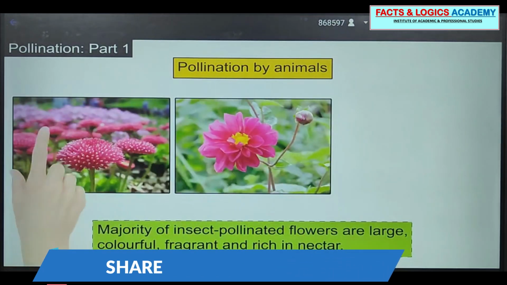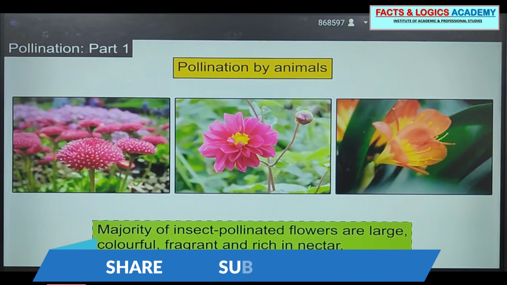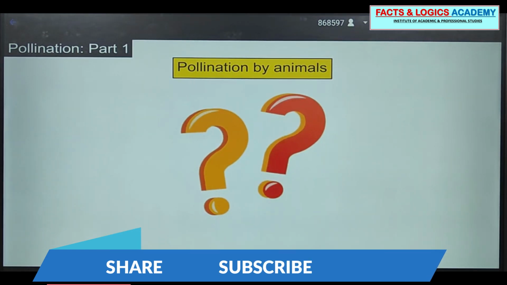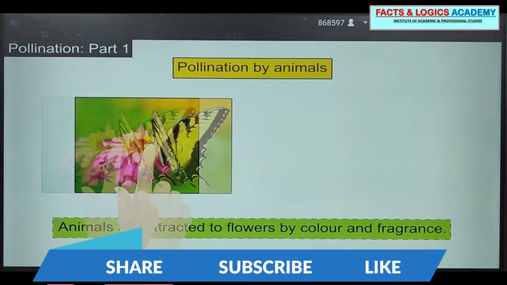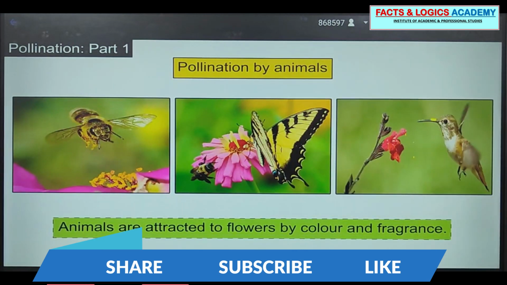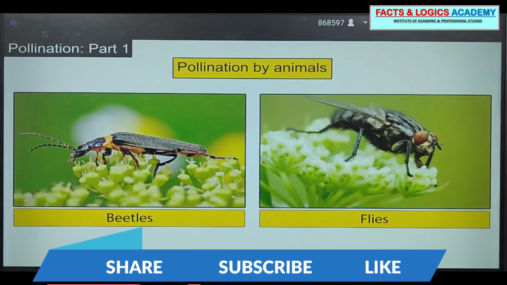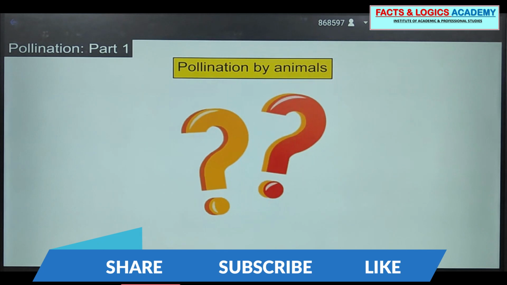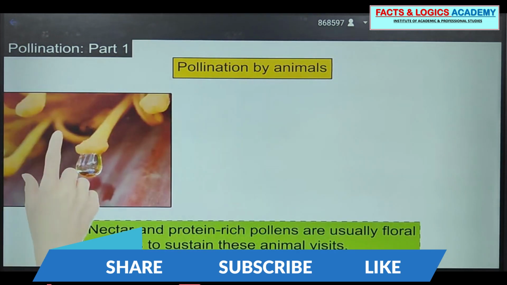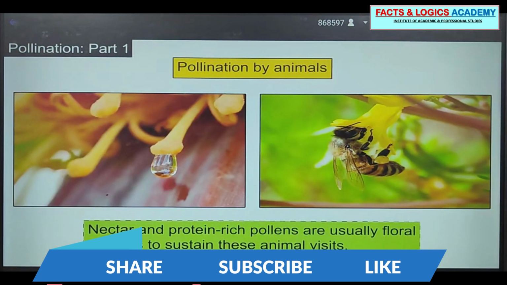Majority of insect-pollinated flowers are large, colorful, fragrant, and rich in nectar. And what could be the reason behind it? Think about it. Yes, animals are attracted to flowers by color and fragrance. The flowers pollinated by flies and beetles secrete foul odor to attract these animals. But don't you think they do this for free? Do you? Nectar and protein-rich pollens are usually floral rewards to sustain these animal visits.